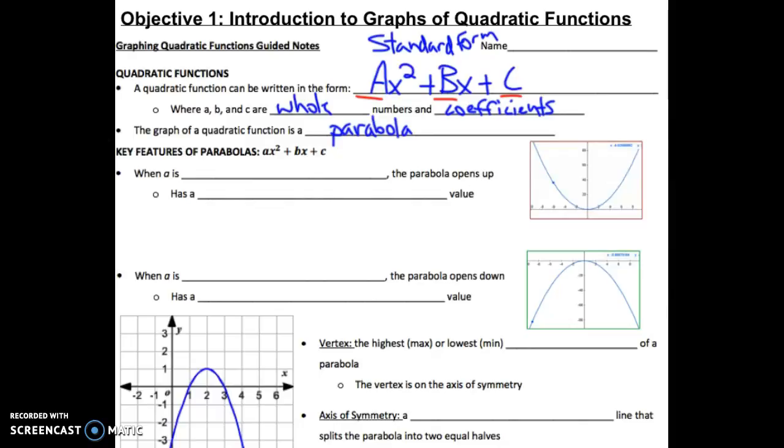So when A, the leading term, is positive, the parabola opens up, meaning it makes a smiley face. When A is negative, so a negative number out front, the parabola opens down, makes a frown face. That's how I remember it anyways, a smiley face or a frown face. So positive people are happy, they smile a lot, meaning their cheeks will open up, same with the parabola. Alright, so far so good.